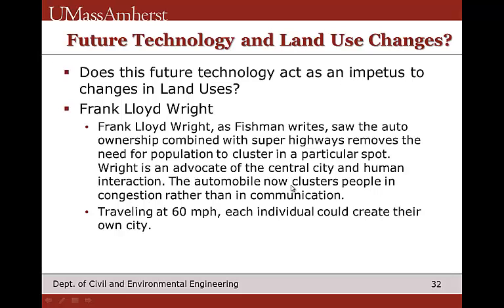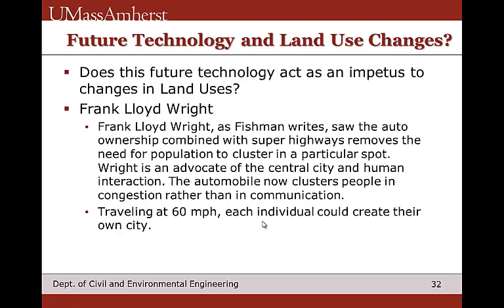And now the automobile actually shuns people from this, and it clusters people in congestion rather than in communication. Now, we're not thinking about the connected vehicle technology here at this point. We're simply saying theoretically, instead of being able to talk to people and move by foot, now you're clustering people on a road within vehicles, and nobody can communicate with each other. You actually can't get anything done. And so traveling at 60 miles per hour in a vehicle, each individual can create their own city.